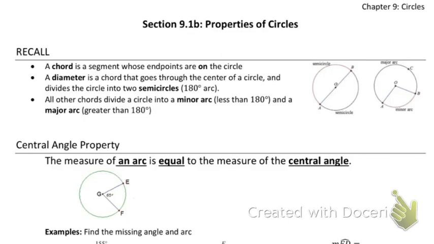A chord is a segment whose endpoints are on the circle. So it's any line that goes through a circle and hits the circle two places. That is a chord. So we can see there's a chord here. A to B is a chord.